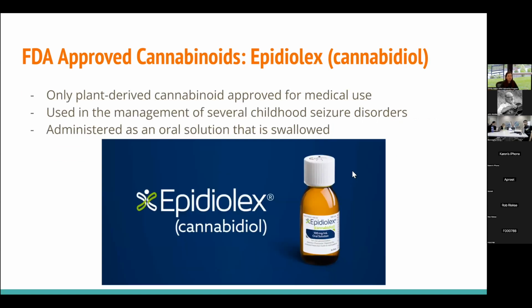All right, so first is Epidiolex, or cannabidiol. It's the only FDA-approved plant-derived cannabinoid for medical use, and it's solely approved for the management of several specific childhood seizure disorders. So not all childhood seizure disorders can this be used for. I didn't go into the specifics for this presentation, but it's administered as an oral solution that is swallowed.